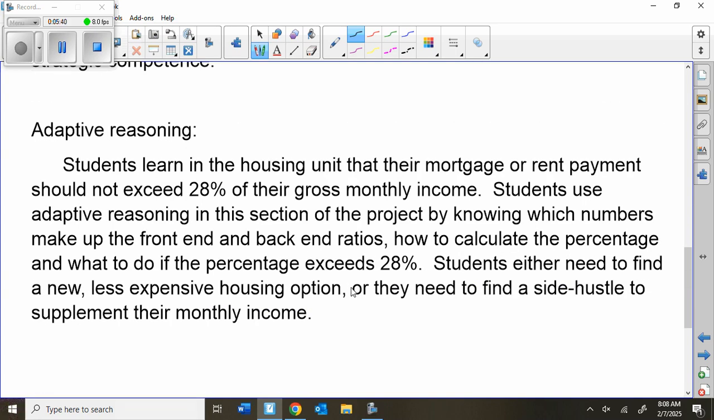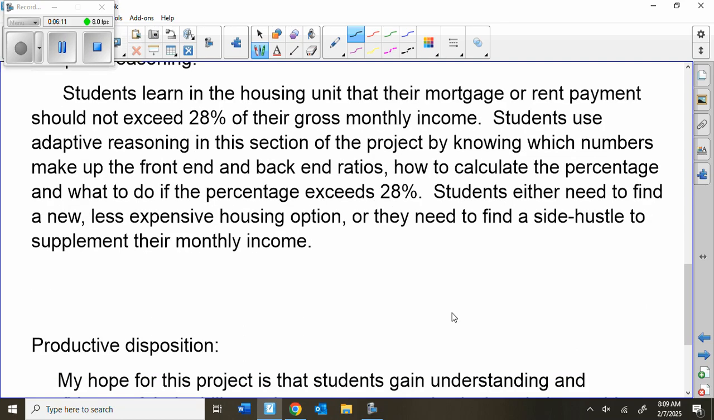Adaptive reasoning. Students learn in the housing unit that their mortgage or rent payment should not exceed 28% of their gross monthly income. Students use adaptive reasoning in this section of the project by knowing which numbers make up the front end and back end ratios, how to calculate the percentage, and what to do if the percentage exceeds 28%. Students either then need to find a new, less expensive housing option, or they need to find a side hustle to supplement their monthly income.